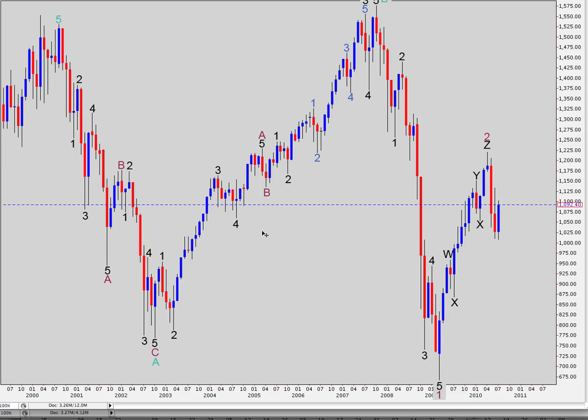Thereafter, a pretty clean ABC zigzag up for cycle C, and thereafter another very strongly impulsive downwards movement for primary wave 1.